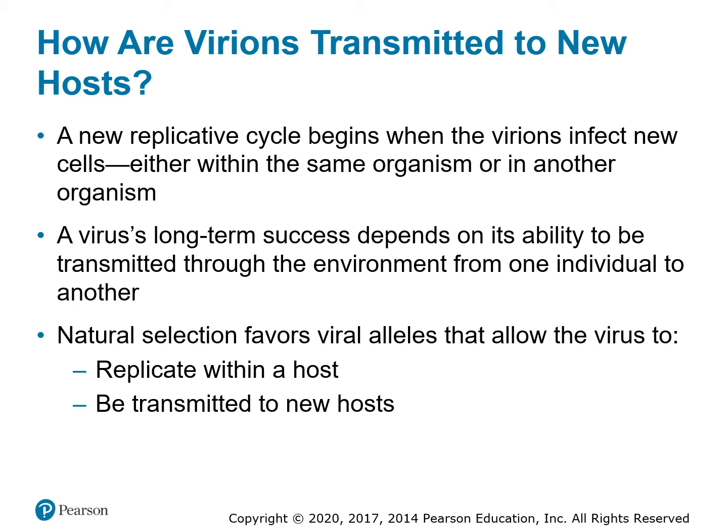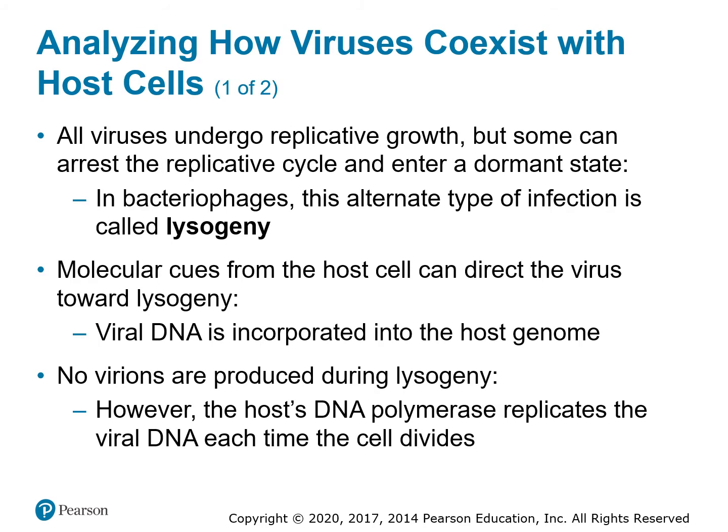So natural selection favors viral alleles that allow the virus to replicate within the host and be transmitted to the new host. Natural selection typically favors things that aren't necessarily always going to kill the host, because if the host is dead, it's not going to replicate to anybody else. So a lot of these viruses typically take a little bit longer to cause some of the symptoms, and during this period, they become infectious, spreading to a lot of people around them.